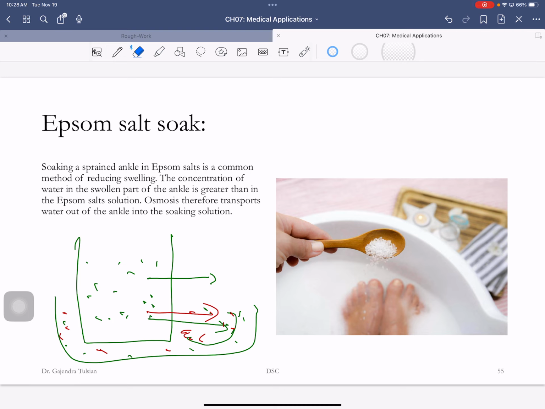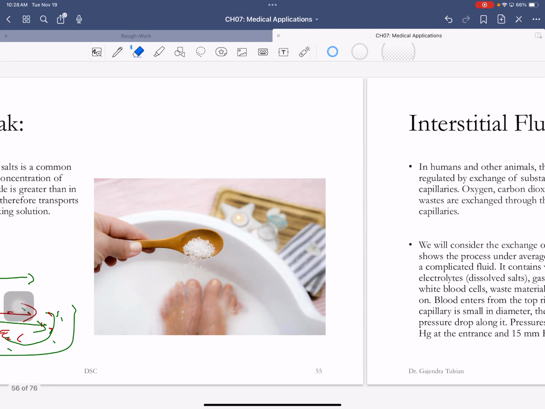So if you want to get water out of your legs, inside your legs there's water and salt, but if you surround your legs with a salt solution which has more salt and less water, water from the legs will come out. So you're using osmosis to fix that problem.